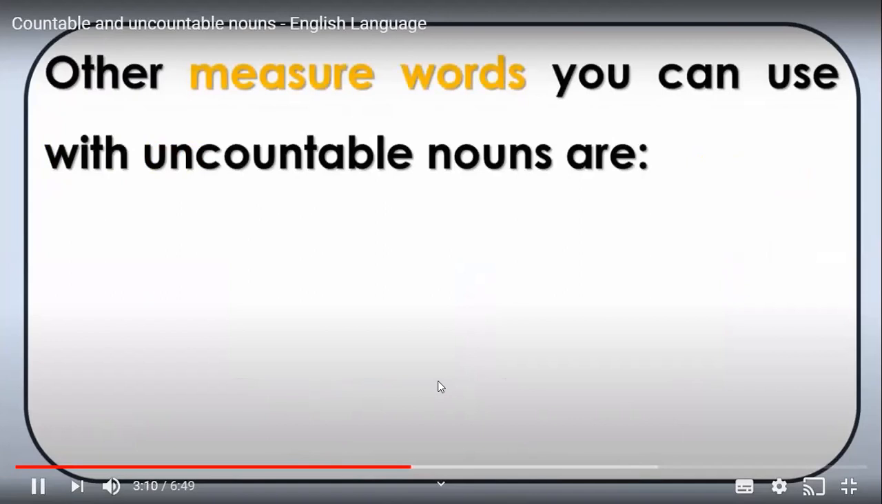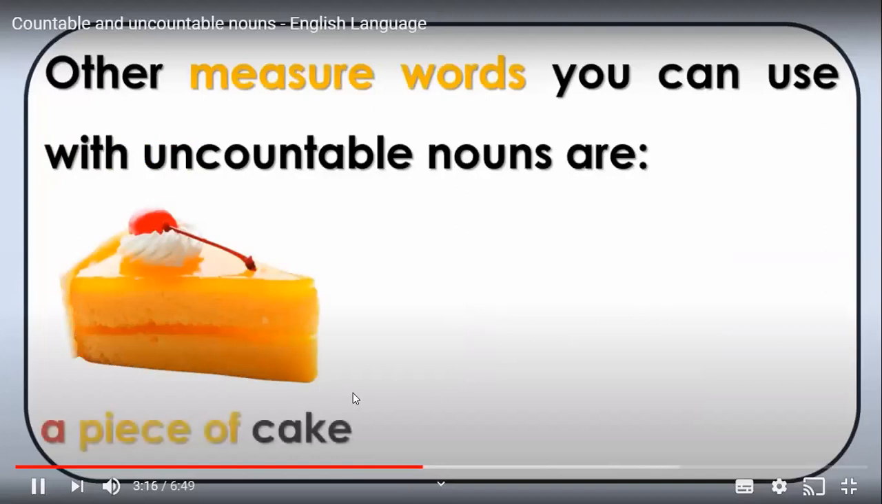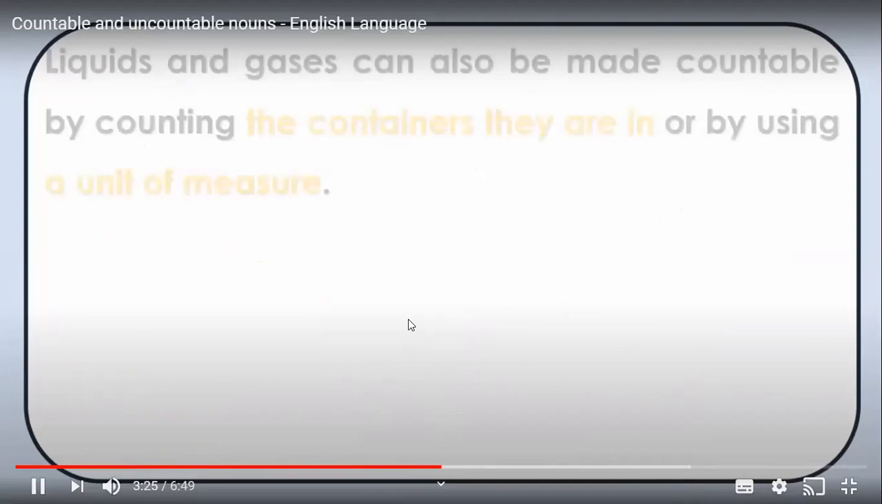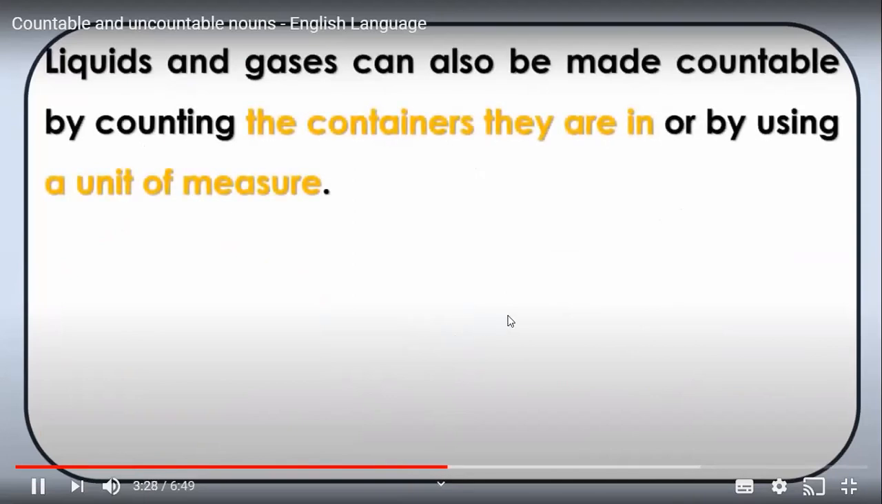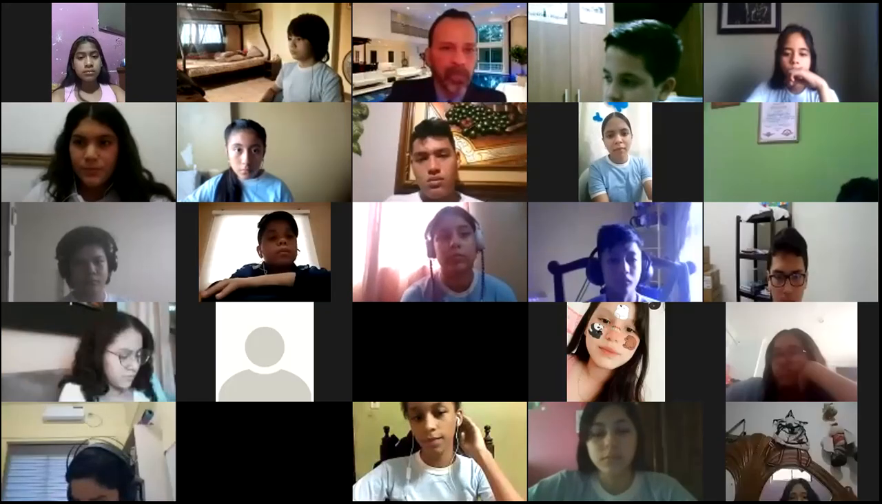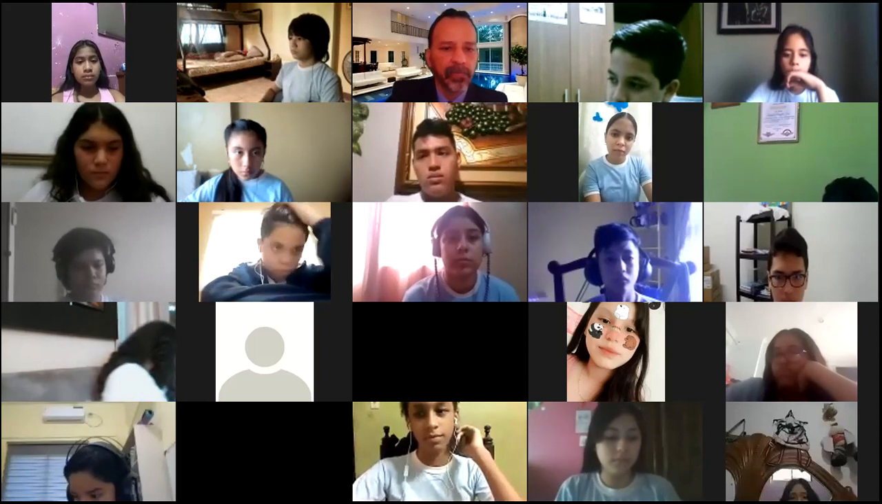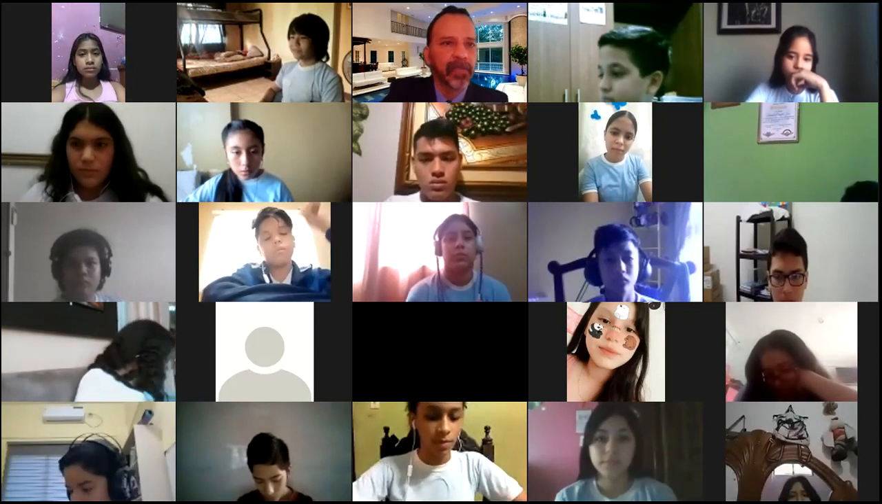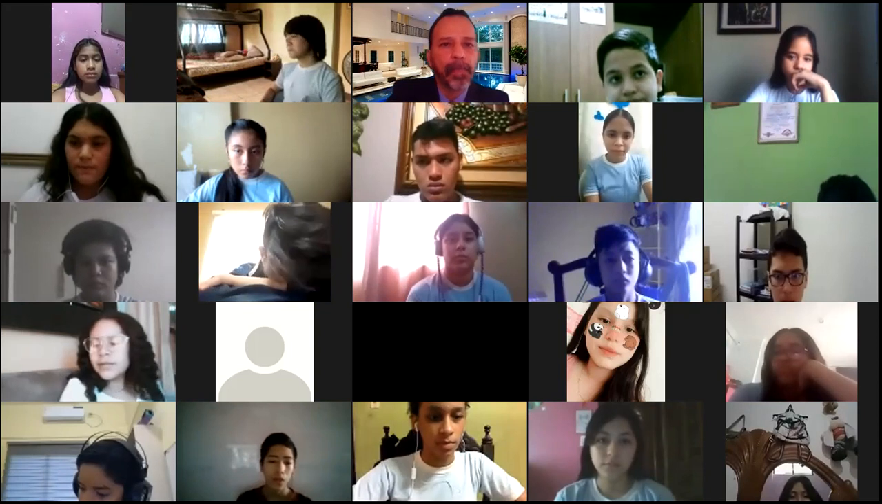Other measure words you can use with uncountable nouns are piece: a piece of cake. Repeat, guys: a piece of cake. Spoon: two teaspoons of sugar. Two teaspoons of sugar, okay? Liquids and gases can also be made countable by counting the containers they are in or by using a unit of measure. Okay, very good. Now let me show you another example of countable and uncountable nouns that I have prepared for you today.